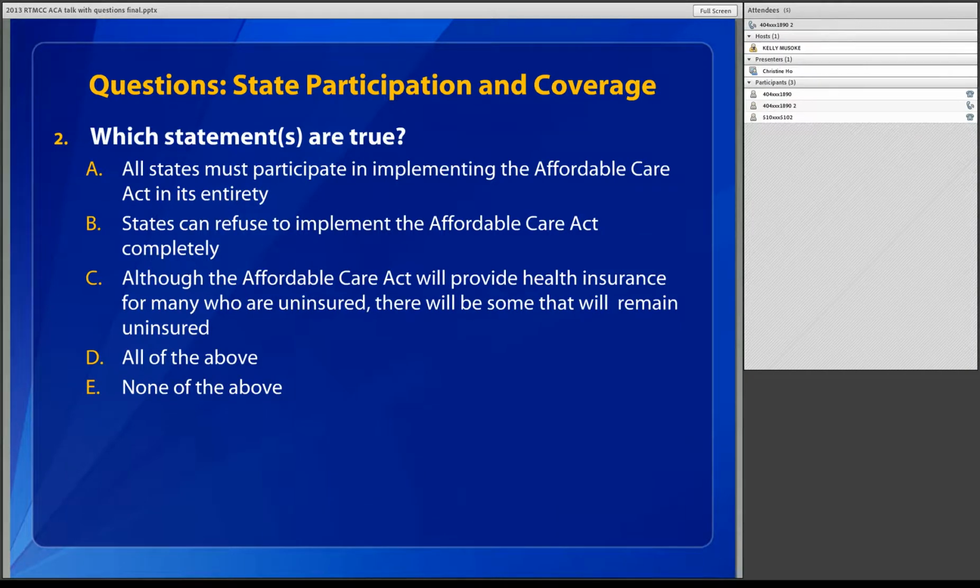So the correct answer to this question is actually C: although the Affordable Care Act will provide health insurance for many who are uninsured, there will be some that will remain uninsured.